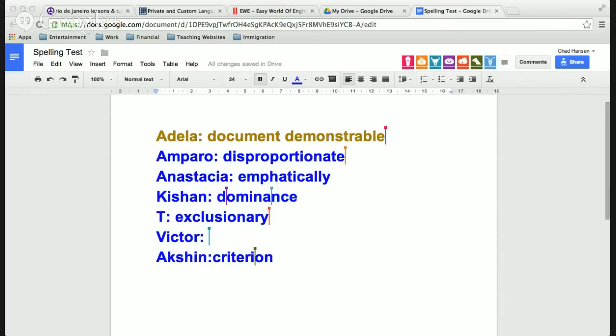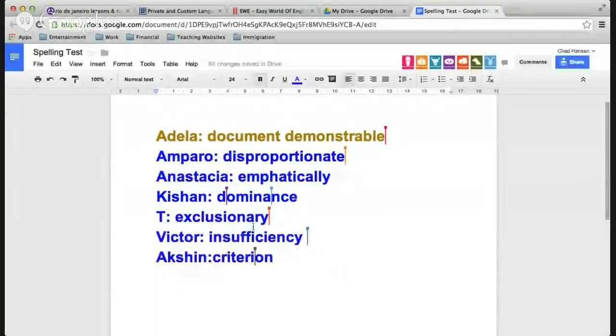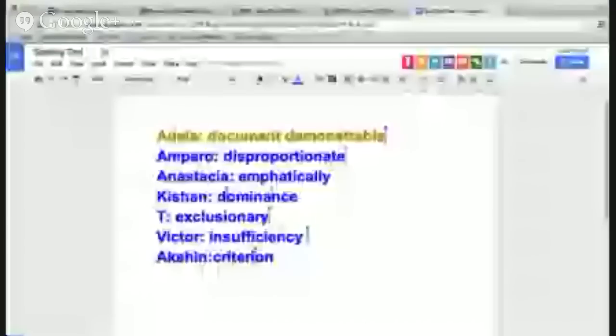Victor, your word is inconsistent. Okay, let's do this one. Insufficiency. Okay, nice job. Insufficiency. Yeah, that's it. This is the word that always drives me crazy too. What did you say, Victor? I have to translate it. Okay. Yeah, no, you did well. Nice job.